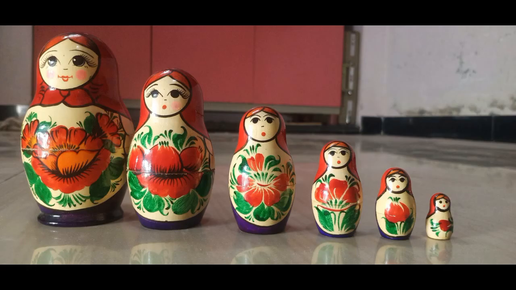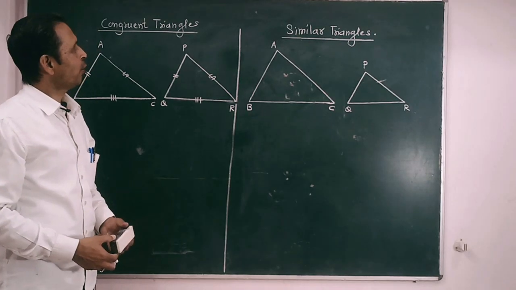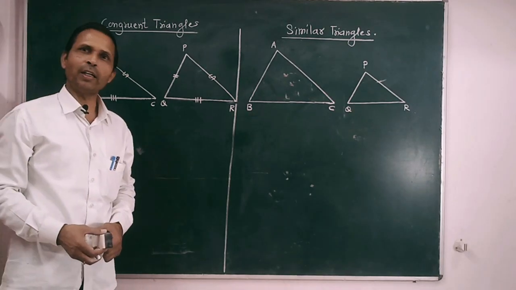Look at these figures. These figures are similar figures because the shape is the same but the size is different. In this way there are different kinds of figures. They are similar. Now let us learn about similar figures. Now let us learn what is meant by similar triangles.